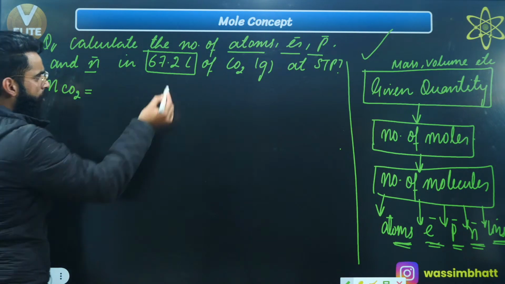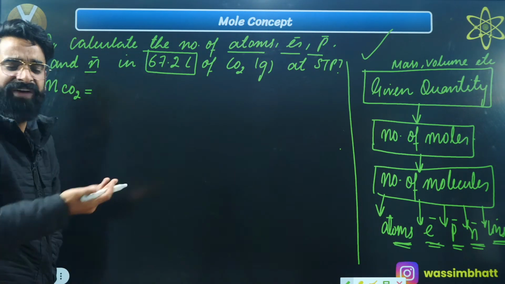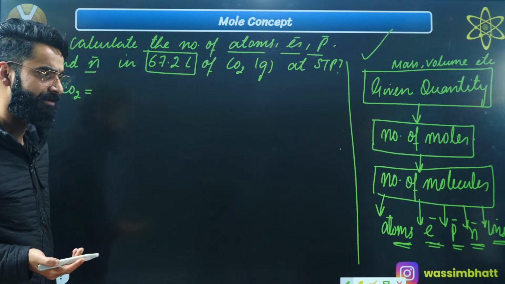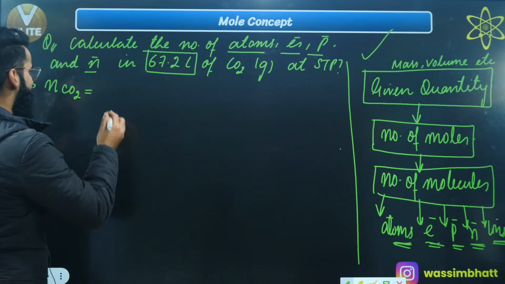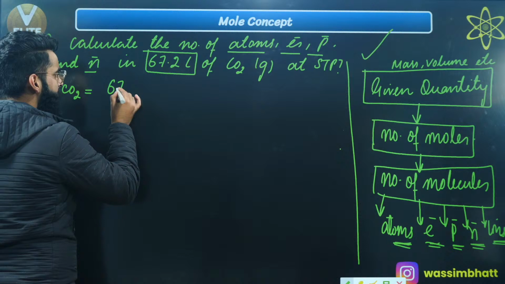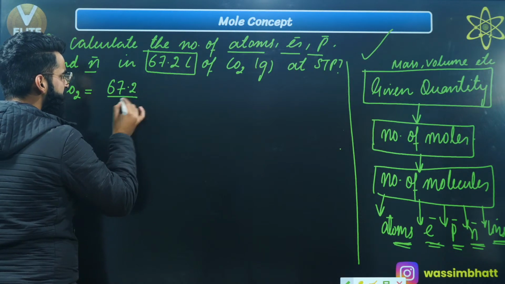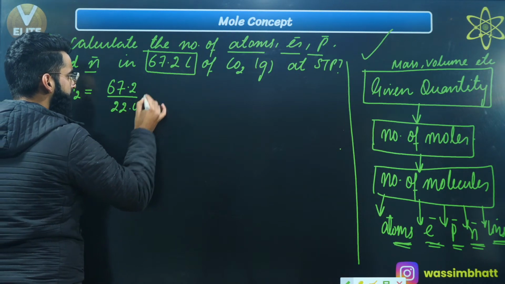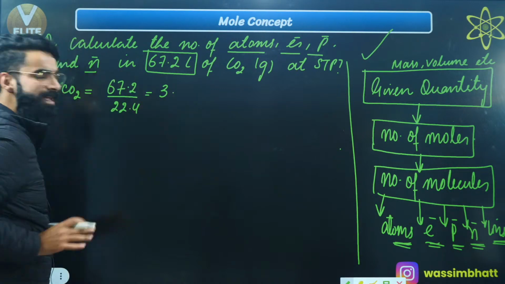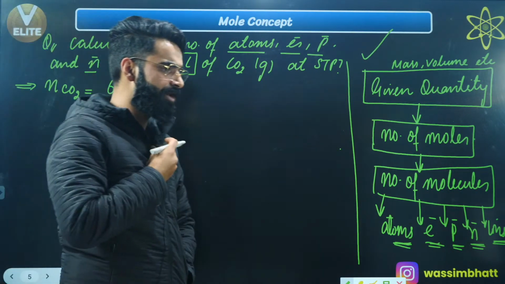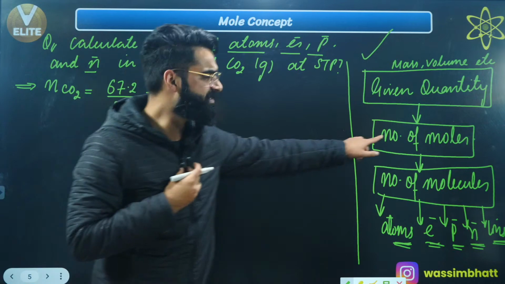And we know, how do we convert volume into moles? We just divide it by 22.4, as simple as that. So I'll be writing given volume of the gas in liters divided by 22.4. The value comes out to be 3. So basically, I got the number of moles, right? My first step is done.